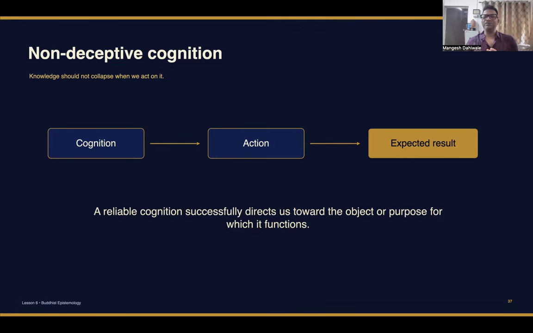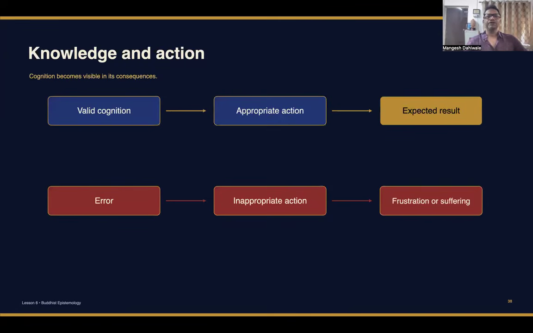Deceptive cognition might not lead to the expected result, but a valid cognition, if we act on it, will lead to the expected result. A reliable cognition successfully directs us towards the object or purpose for which it functions. So knowledge and action: cognition becomes visible in its consequences. Valid cognition leads to appropriate action and the expected result. Error leads to inappropriate action, frustration or suffering.